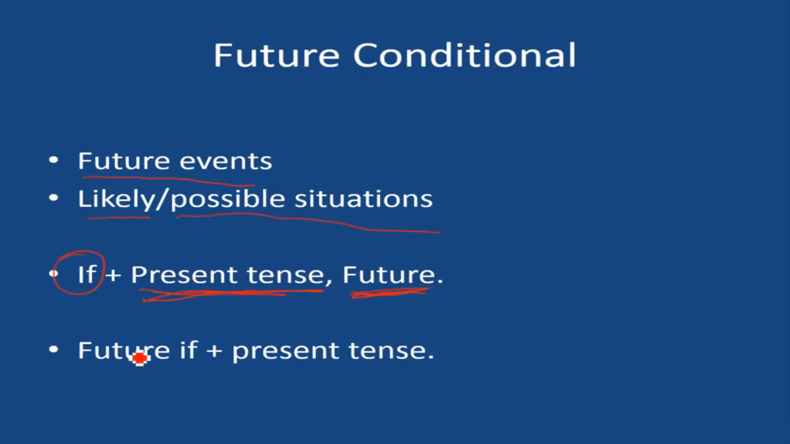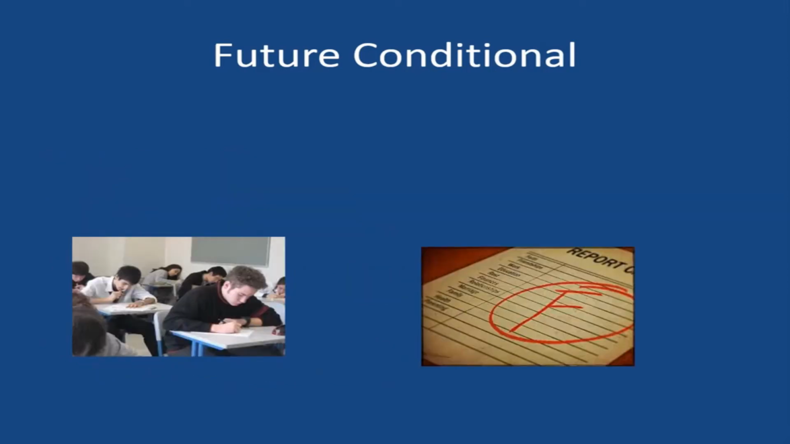And of course, we could have if towards the end of the sentence, so we could have the future and then if plus a present tense. Let's look at some examples.